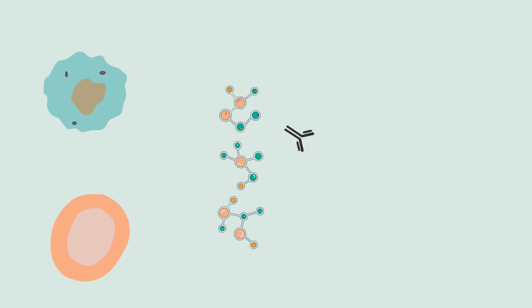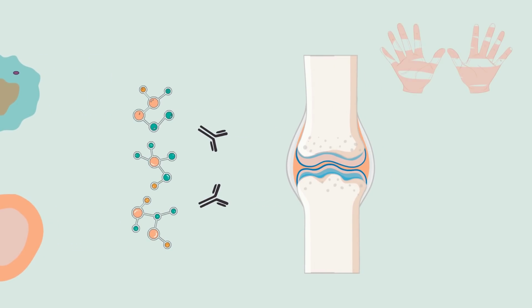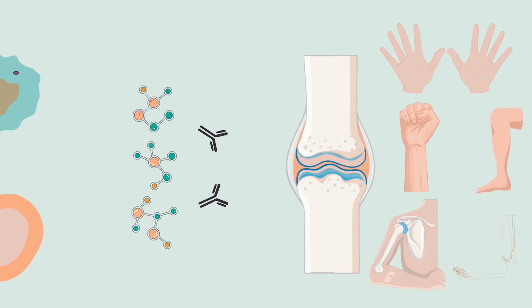In rheumatoid arthritis, our own immune cells produce certain chemicals and antibodies that attack the synovial membranes of our joints, and this leads to swelling, pain, and stiffness in the joints. If this condition is not controlled in the early stages, it can cause damage to the joints that is permanent and not reversible. Rheumatoid arthritis typically affects the joints in your hands, wrists, knees, elbows, shoulders, and your ankles.